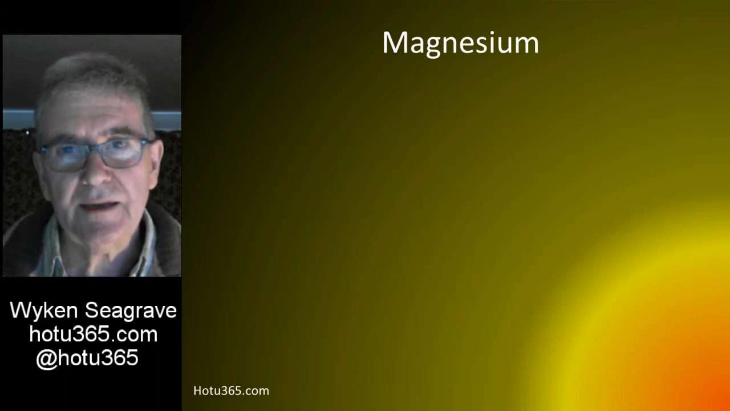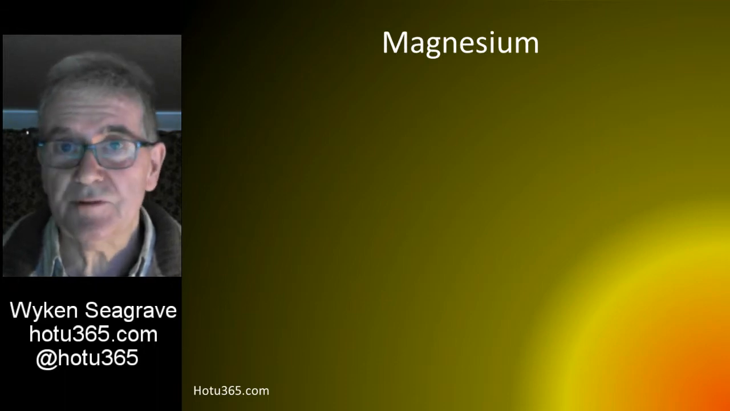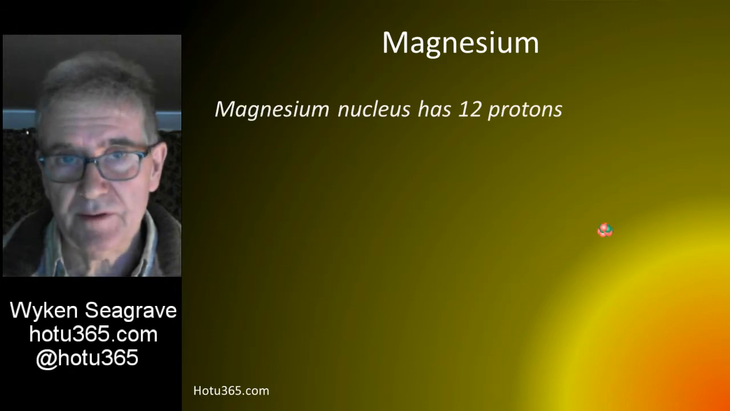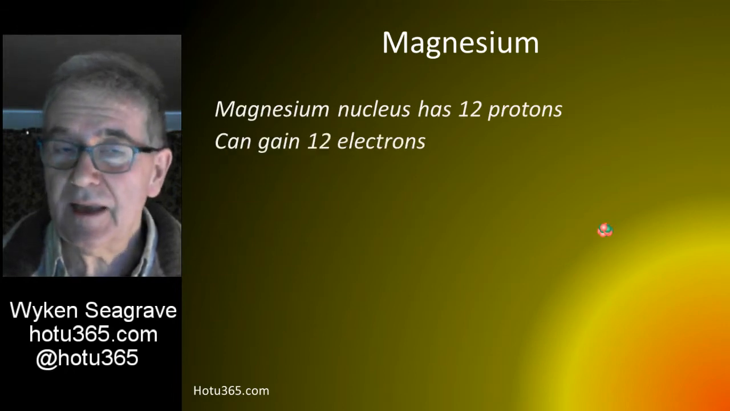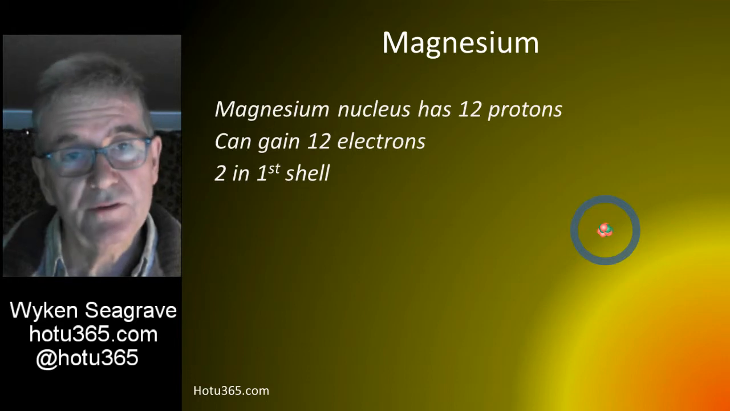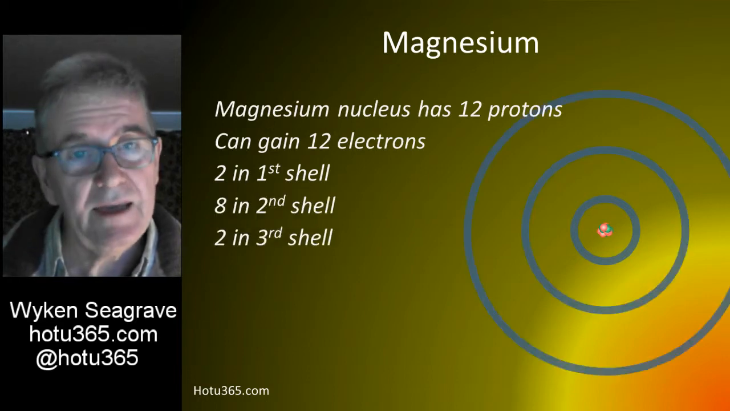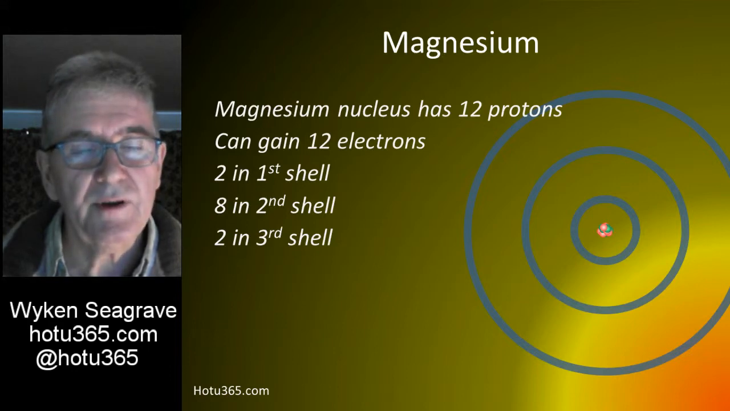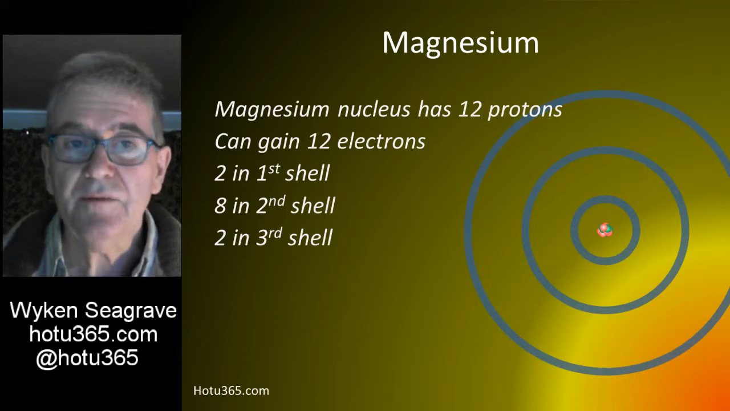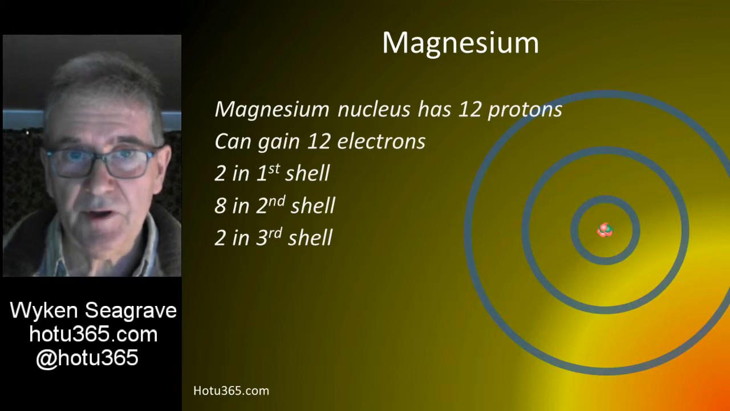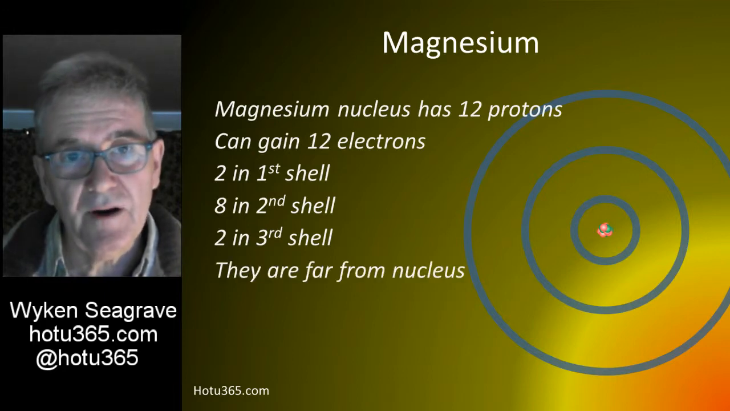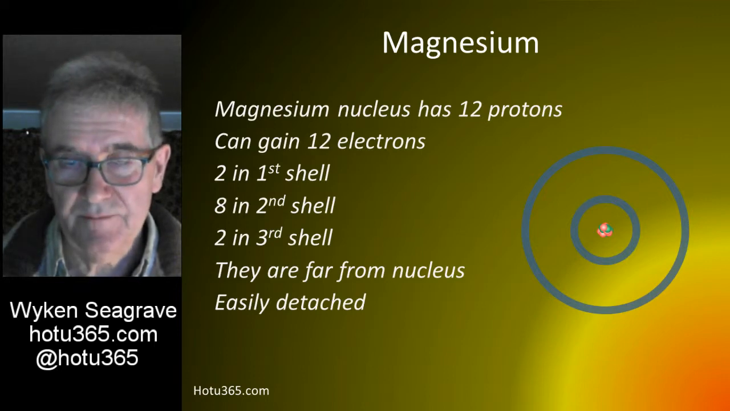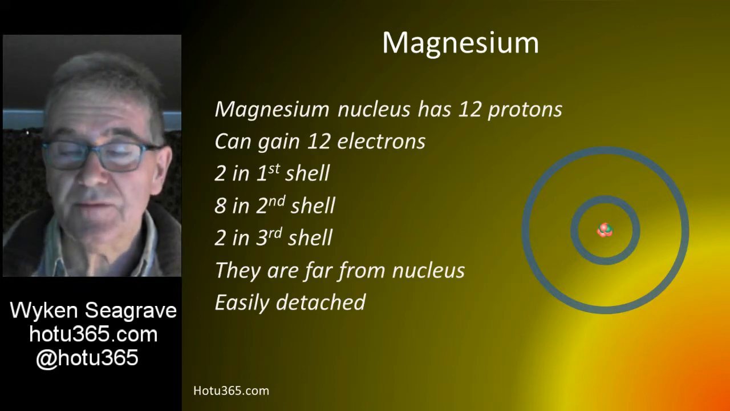Now let's watch a magnesium nucleus as it was thrown out of a supernova. It has 12 protons, and therefore it can gain 12 electrons. 2 go into the first shell, 8 go into the second shell, and 2 have to therefore go into a third shell, which is far away from the nucleus. Because it's far from the nucleus, they are easily detached because the electric force is weak.